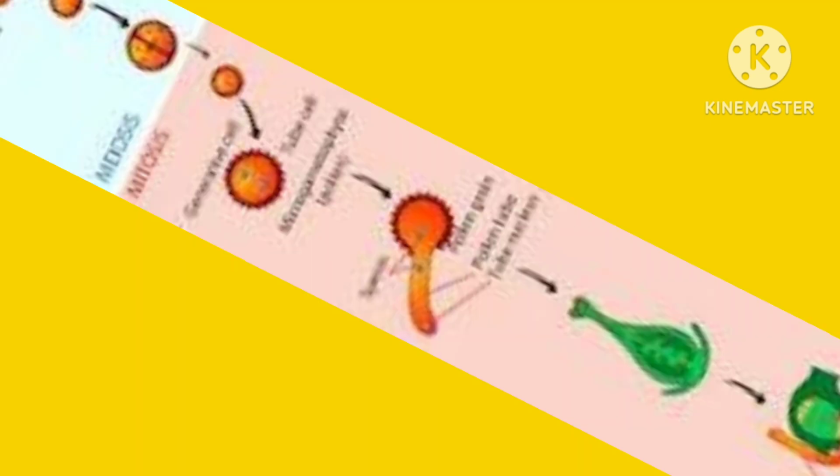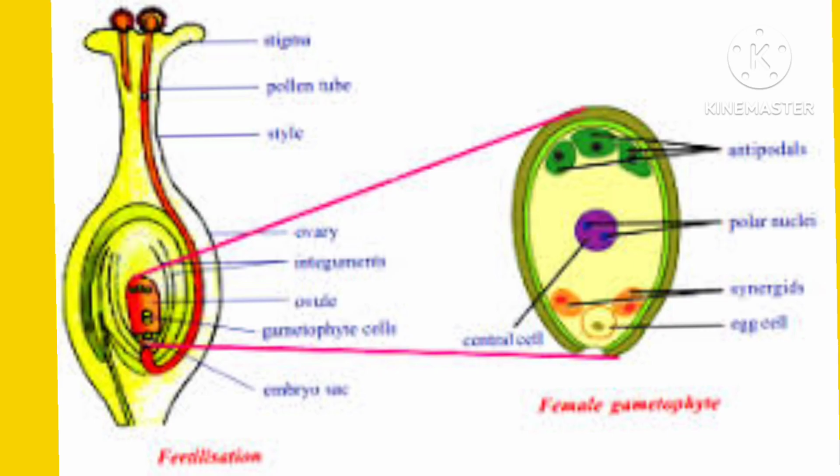When the pollen grain reaches the stigma, then the division takes place and the single nucleus divides and forms two nuclei.